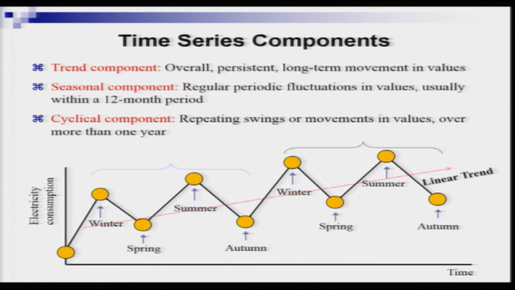And the similar pattern we observe for year number 2 as well. So, there is a regular periodic fluctuation in the value for this variable, electricity consumption. So, that is the seasonal movement that this electricity consumption behavior is showing.